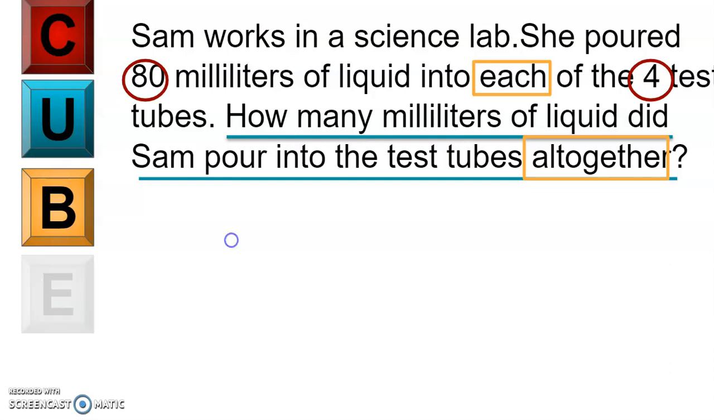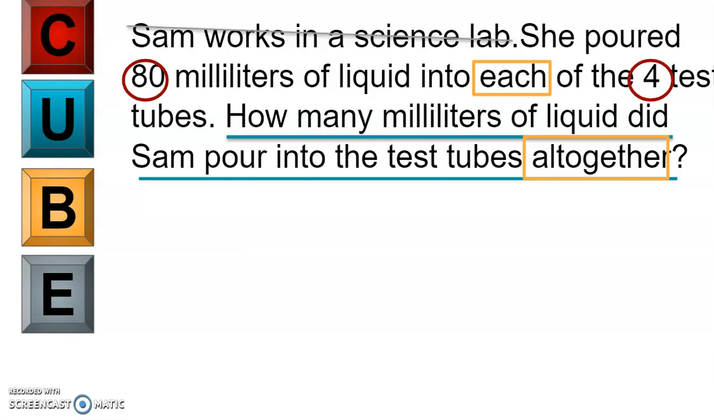What is the next step? The next step is eliminate and evaluate. I'm going to eliminate the unnecessary information that I find here. Sam works in a science lab is good information for me to picturize Sam working in a science lab doing all the stuff, but it doesn't really help me solve the problem. So I'm going to just go ahead and strike it out.